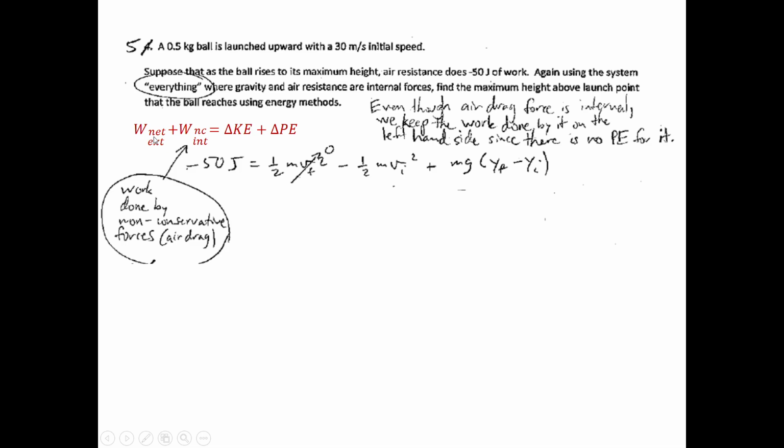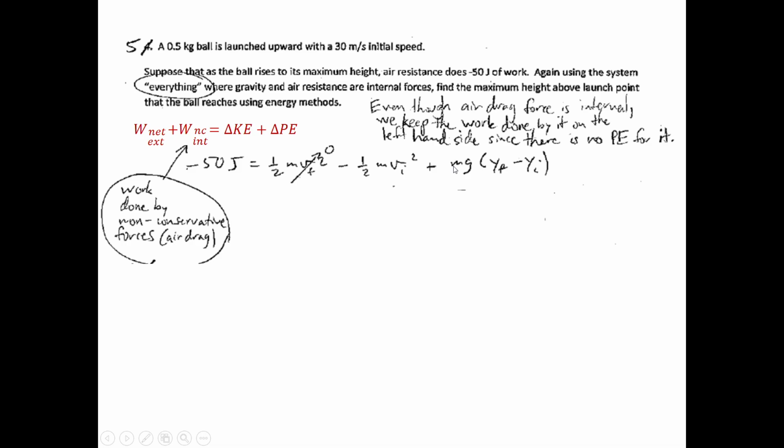Of course, external forces, there aren't any, so that's a 0, but this internal non-conservative force is minus 50 joules. Change in kinetic energy, we can always, without thinking too much, just write 1/2 m v final squared minus 1/2 m v initial squared. And in this case, initial is just after it's released, and final is when it reaches its highest point, so the final speed is 0. That helps us simplify a little bit there.